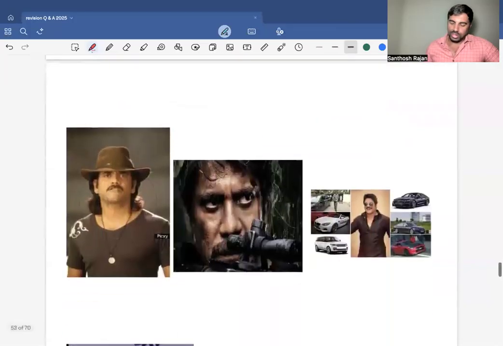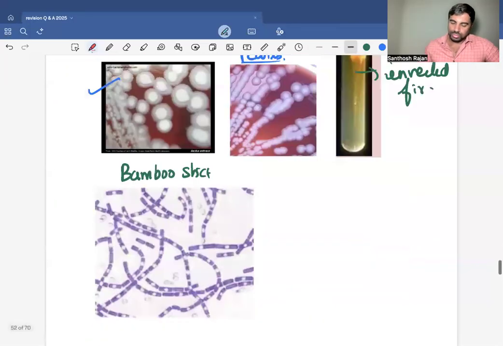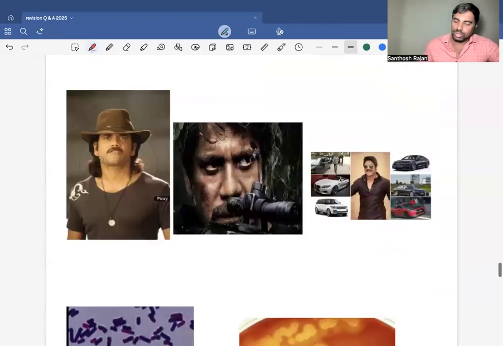Bamboo stick, everything we said. So this one I told. Why did I put Nagarjun's picture? Because it's important. Mr. Perfect, Mr. Perfect Naga, Mr.